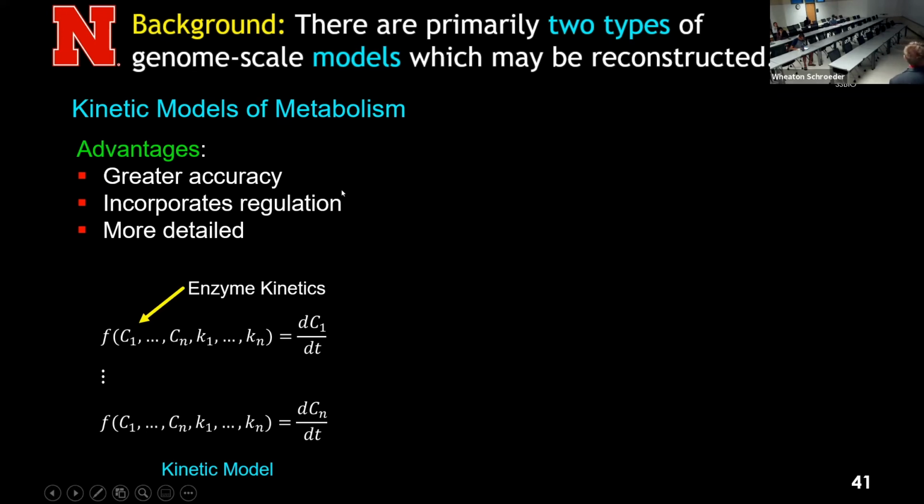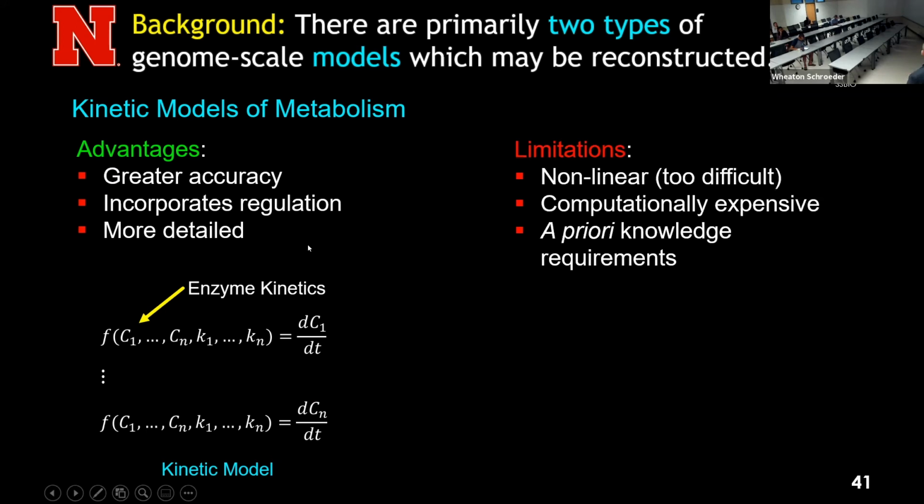The other type of genome scale model which could be produced are kinetic models of metabolism. These have several advantages, including having greater accuracy, incorporating regulation, and having more enzymatic and reaction scale detail. However, they're limited in that because they are nonlinear, they're much less computationally tractable, as well as more difficult to produce. So like I said, they're more computationally expensive. We also need to have more knowledge of the system ahead of time in order to build these particular models.